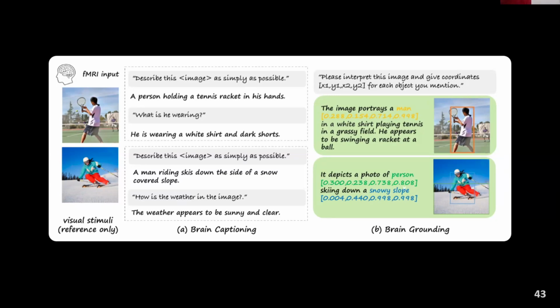Again, we can ask questions and interact with the model the same way as we would do with any MLLM. And on the right, you can see our brain grounding task, which shows that from the fMRI embedding, we can get not only captioning, but also spatial reasoning. That's something very important if we think about robotic applications, especially for disabled people. We need to know where they locate the object in the scene.